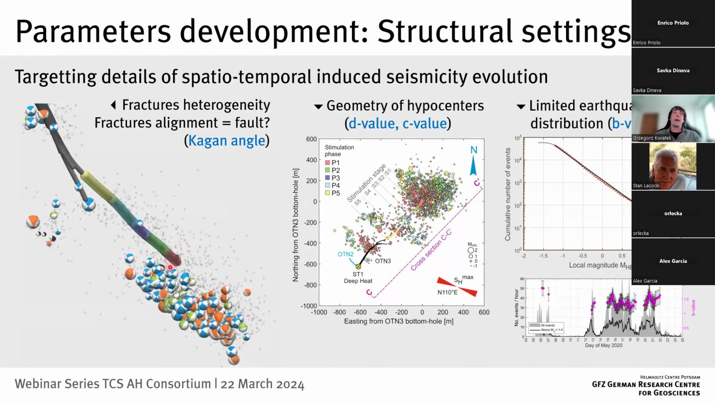As for the structural settings parameters, we could employ parameters describing the geometry of the hypocenters through the fractal dimension or correlation integral. We could describe the fracture heterogeneities by comparing neighboring focal mechanisms, for example using the Kagan angle, and see if the fractures are aligning, which would suggest that we are maybe hitting some major structure. Finally, we can also track the statistical properties here, like the b-value's spatial and temporal evolution, or for example, deviation of the distribution from the self-similar behavior.